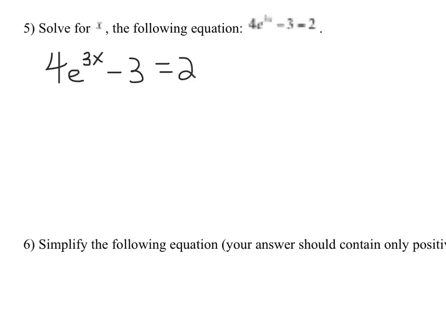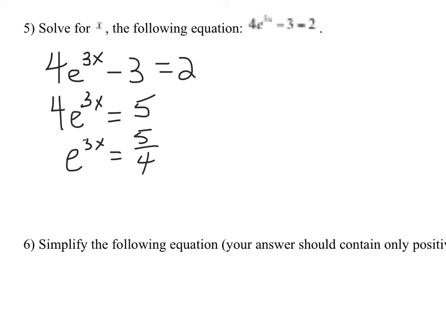All right, so for problem number 5, we have 4 with a base e to the 3x minus 3 equals 2, and we are trying to solve for x. So the first thing we need to do is add 3 to both sides, and we get 4 base e to the 3x equals 5. Then we divide by 4, and we get e to the 3x equals 5/4.